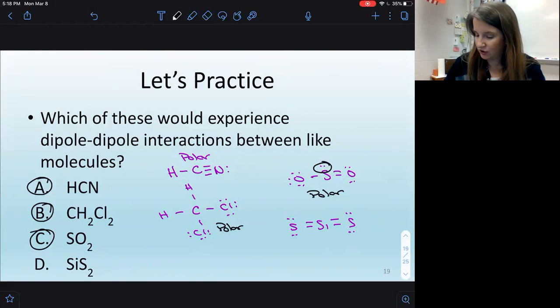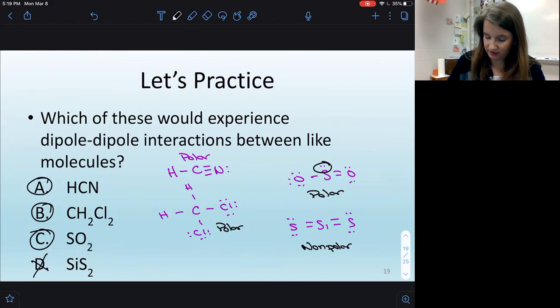What about the SiS2? I see there's no lone pairs on the silicon. I see that both ends are sulfurs. So that means this is a nonpolar molecule. And would nonpolar molecules exhibit dipole-dipole interactions? No, they would have London dispersion forces. So my answers would be A, B, and C.